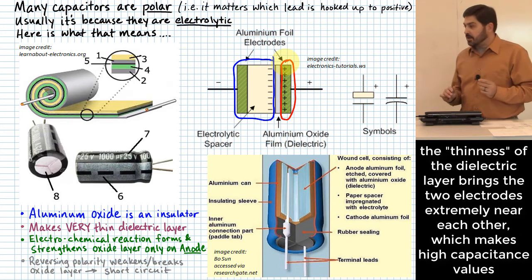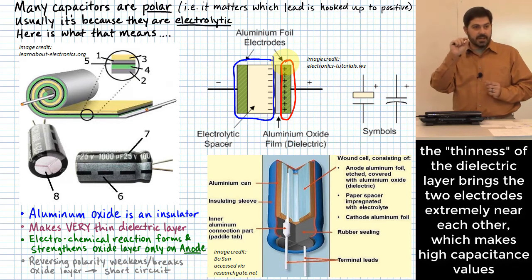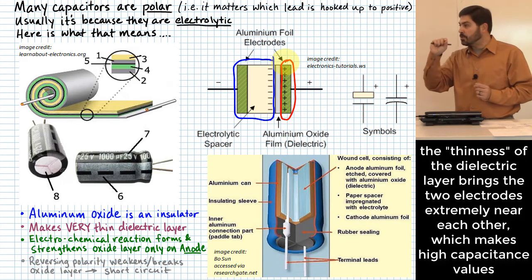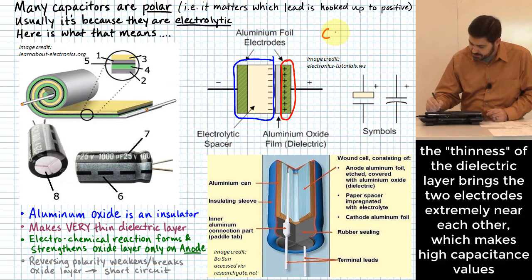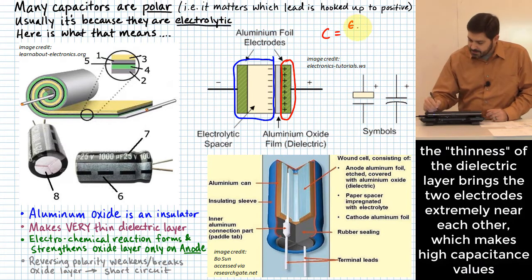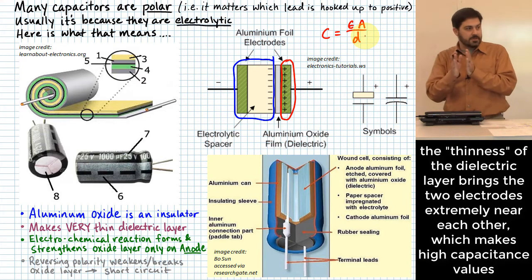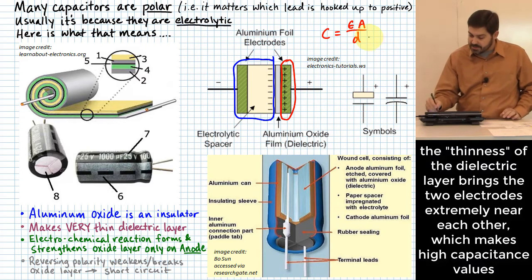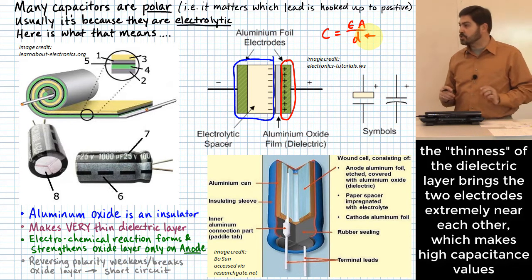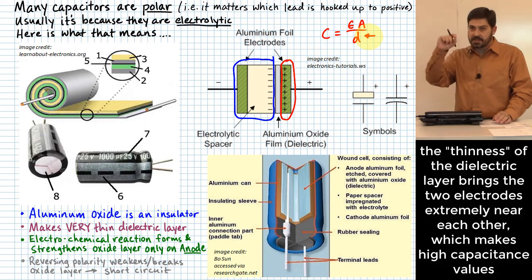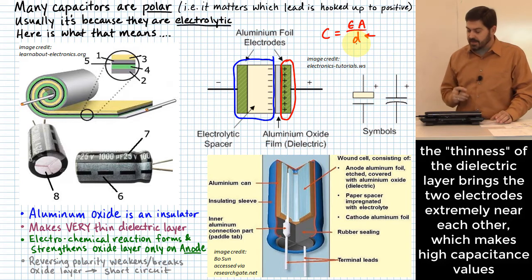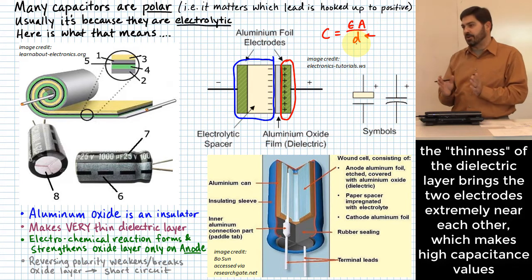The big advantage here is that that little layer of oxide is so thin that when you look at that equation I talked about just a minute ago, that capacitance is equal to permittivity times the area over the distance between the two electrodes, with an electrolytic capacitor, you can take that D value and make it extremely tiny, because all it is is the thickness of the oxide layer. That's how far apart the effective electrodes are in an electrolytic capacitor.